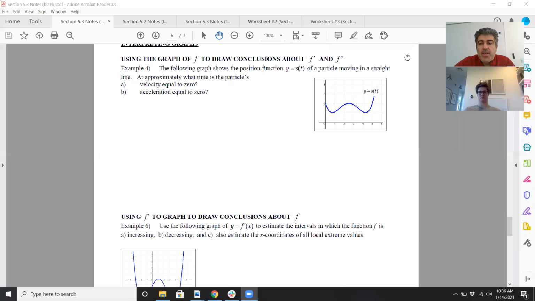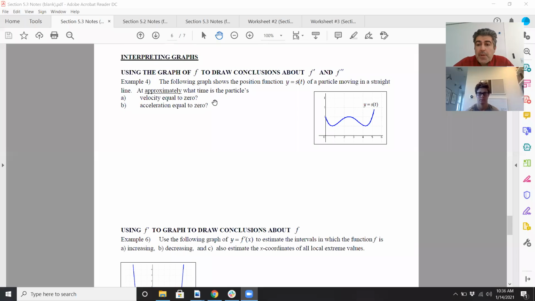We're recording page 6 of the 5-3 notes. And here we're talking about interpreting graphs. So using the graph of f to draw conclusions about f prime and f double prime. So this is a way to kind of connect it all together.